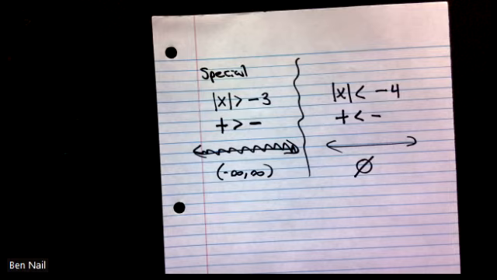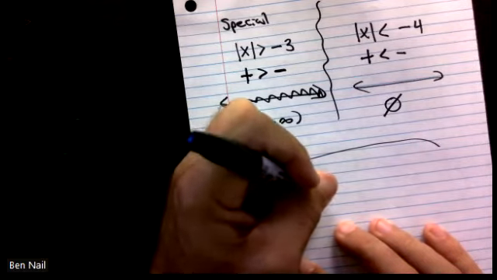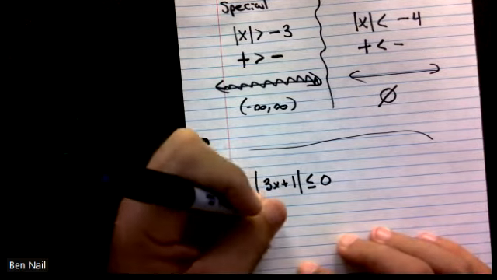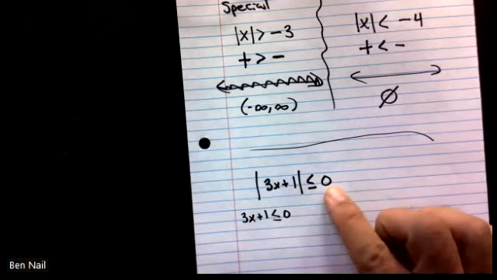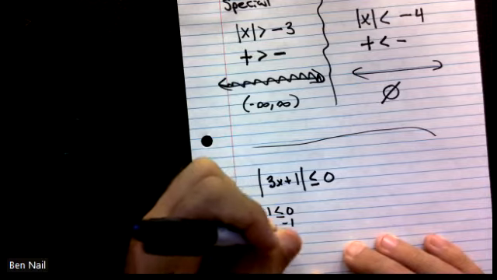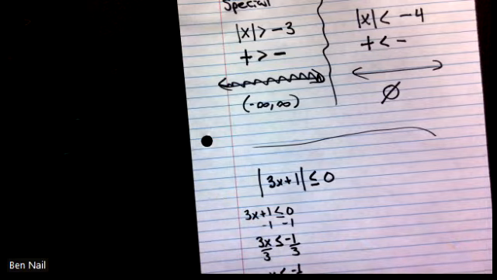Okay, the only other special case that I want to talk about is when it equals 0. Okay, so the absolute value of 3x plus 1 is less than or equal to 0. Okay, we can still split this up. So 3x plus 1 less than or equal to 0. We don't need to make the negative because, again, there's no negative 0, so that doesn't really work. So then we solve. So 3x is less than or equal to -1. Divide, divide, x is less than or equal to -1/3.